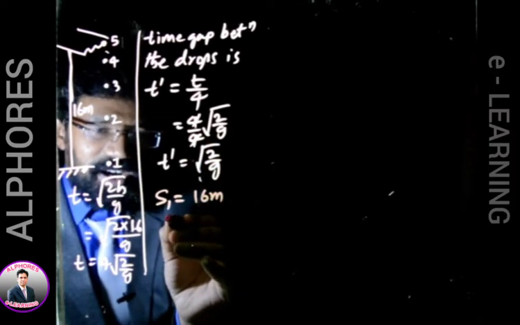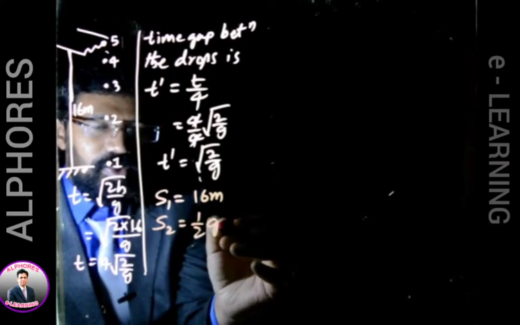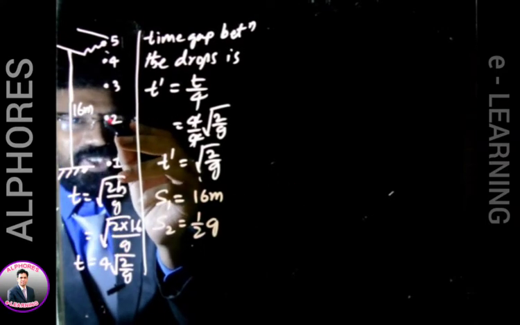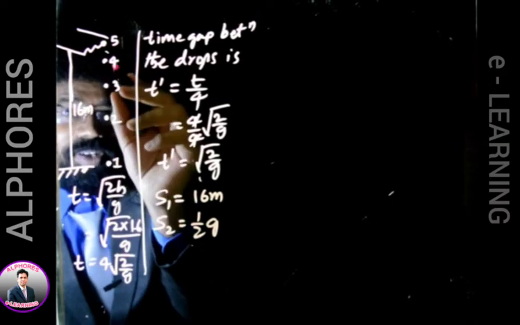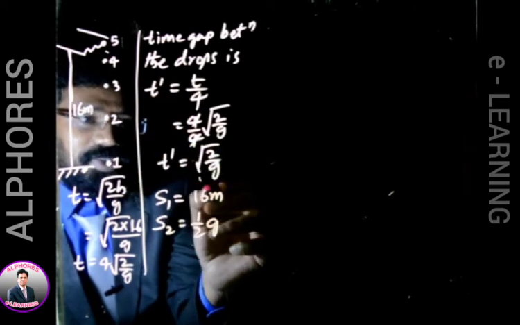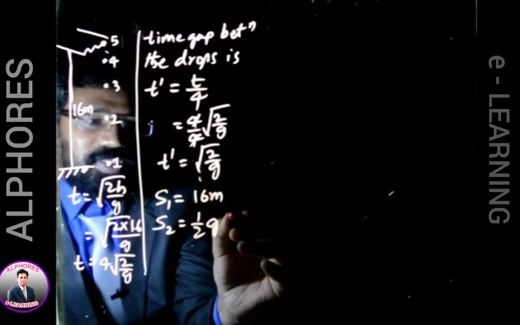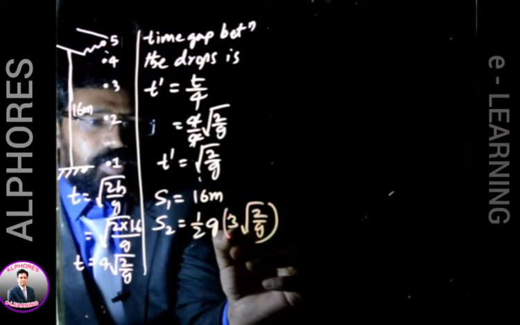16 meters. Height of fall of the second drop is equal to half into g into the time taken by the second drop to reach this position. How much is the time taken by the second drop to reach this position? How many time slots are there? 1, 2, 3. Each slot is equal to under root 2 by g. So 3 into under root 2 by g, whole square.